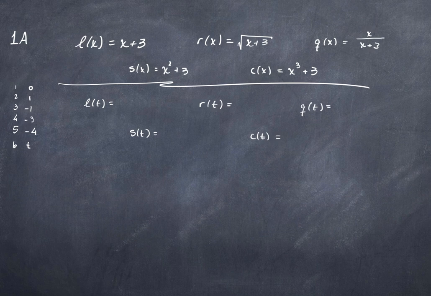Since t is just a value we're plugging in, we just don't know what that value is. We're going to plug it in for x. In L of x, we get t plus 3. In R of x, we get the square root of t plus 3. For Q of x, we get t over t plus 3. S of t is t squared plus 3, and C of t is t cubed plus 3, and that's it. We're just replacing the value, instead of with a 0 or a 5 or a negative 7, with a number we don't know. So we can't actually do the computation, but we can still plug it in, right? All right, so that was it for that piece.